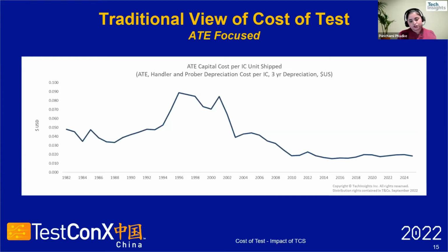Here is a graph showing the historical data of the amount of money spent on testing each IC unit over a period of 42 years. The y-axis is the ATE and handler prober depreciation capital cost per IC unit, which is calculated with a depreciation of 3 years, and it's in US dollars. The cost peaked in the year 1996 and again in 2001, but has been trending low since then.